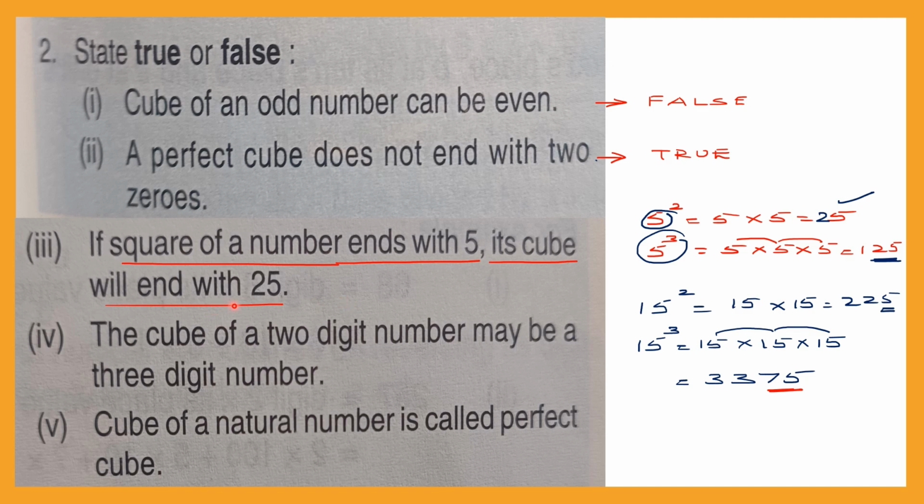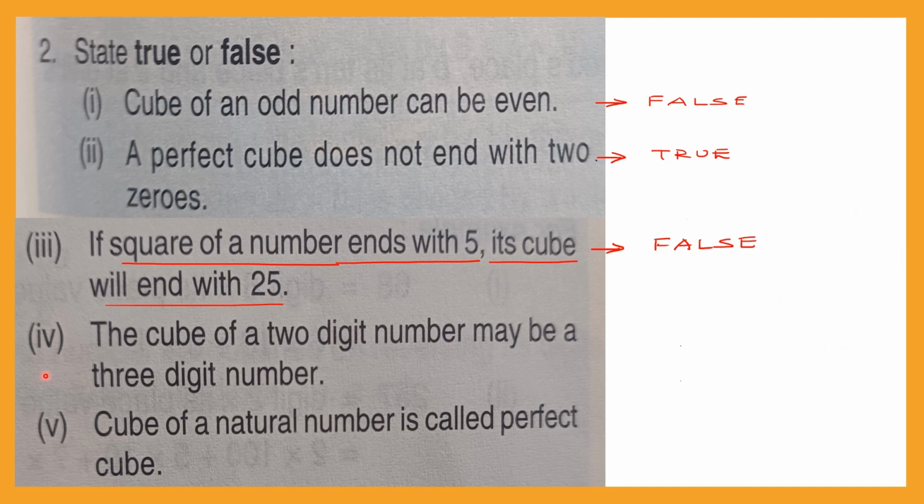So this statement is false. Question 4. The cube of a two-digit number may be a three-digit number. Is that possible? Let's take a two-digit number, 10. What is the cube of this number? This is 10 into 10 into 10, so that is 3 zeros here, 1, 2, 3. Can you see this is a 4-digit number, and 10 is the smallest 2-digit number.